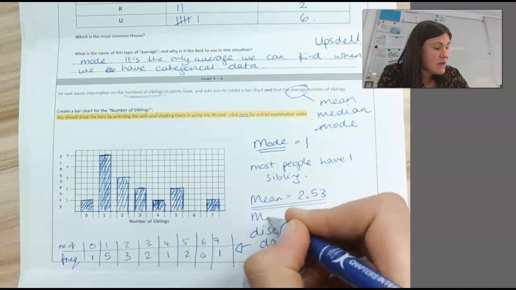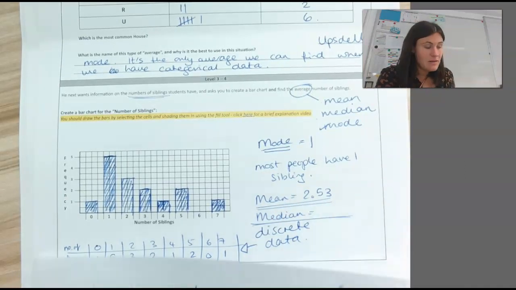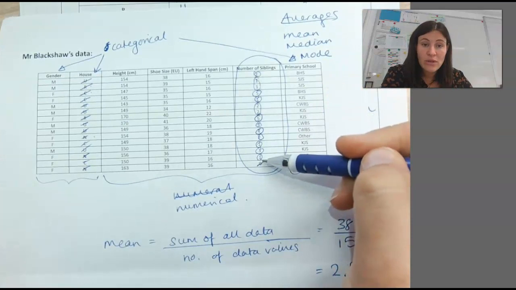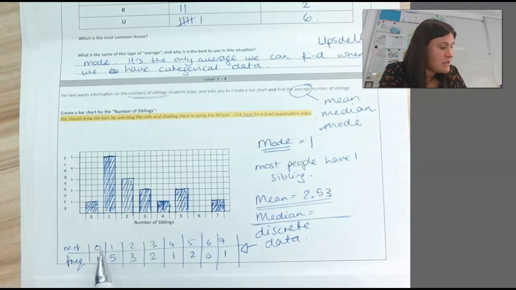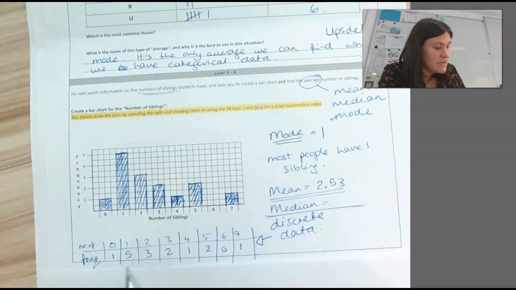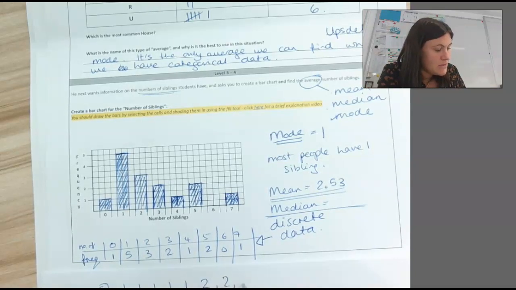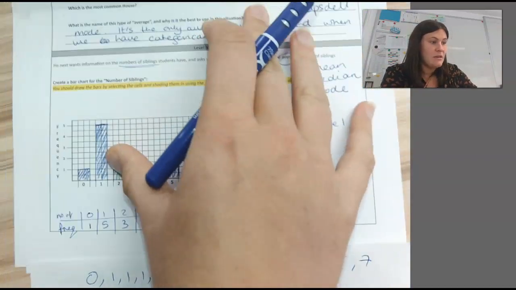And the other average that you could have chosen was the median. So how do we find the median? We write out our data in order and then we find the middle value. I think it's probably easiest to write out my data in order using these frequencies. So I've got 1 0, I've got 5 1s, I've got 3 2s, I've got 2 3s, 1 4, 2 5s, and a 7. So I've got 15 data points there.